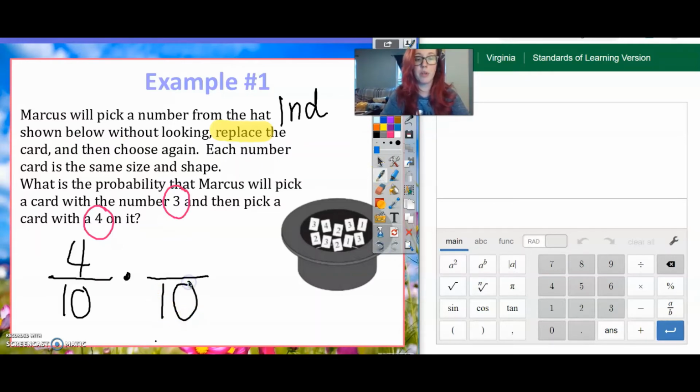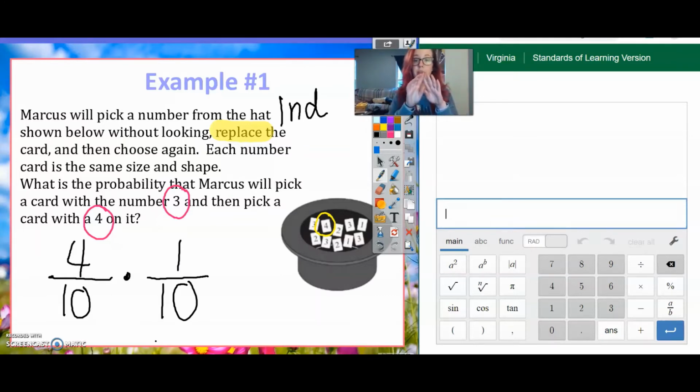This time we want to know what's the chance that he's going to get a card with a 4 on it. And there's just one card with a 4, so his chance of getting a 4 is 1 out of 10. Now we're going to come over here to Desmos and we're going to multiply those fractions.